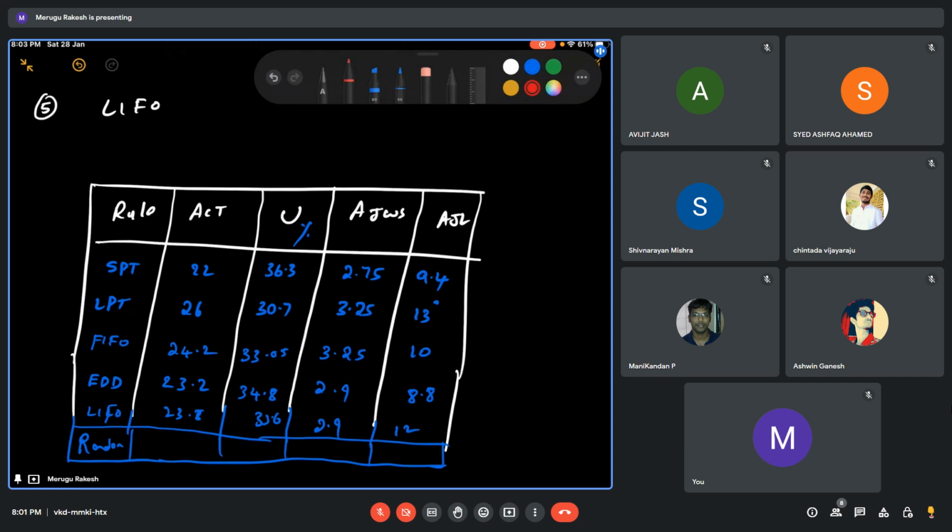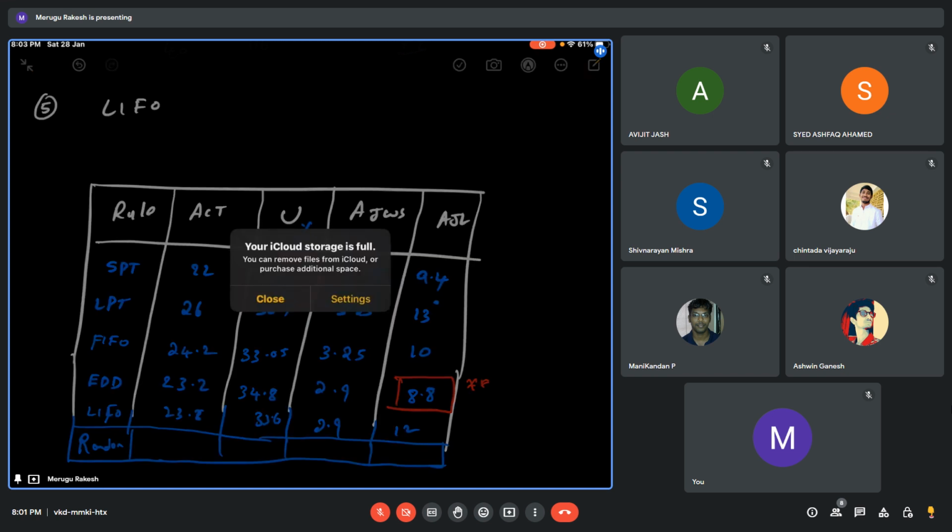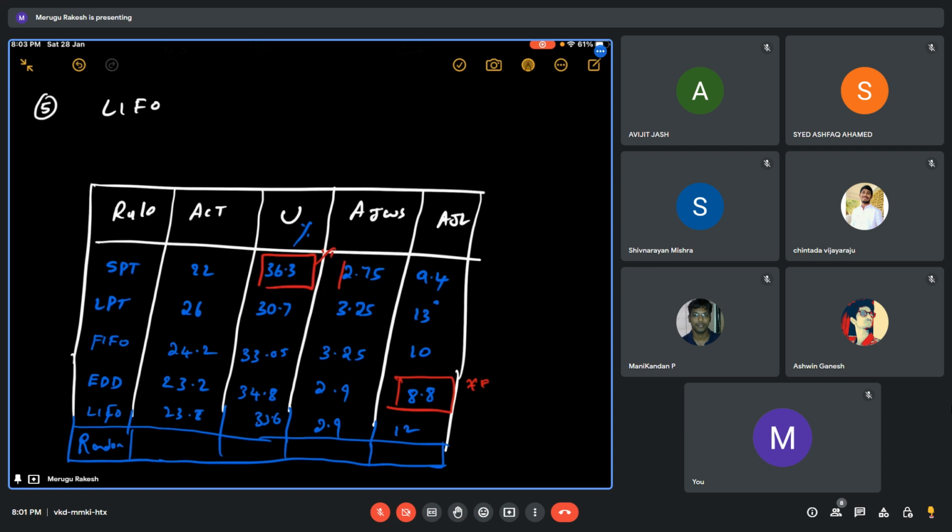So if you see this utilization, whichever is higher, SPT is the highest in utilization. Then when it comes to average delay, we are getting earliest due date as the minimum average delay. So this is the difference you can get, as well as the average job waiting time in the system is also less in case of SPT.